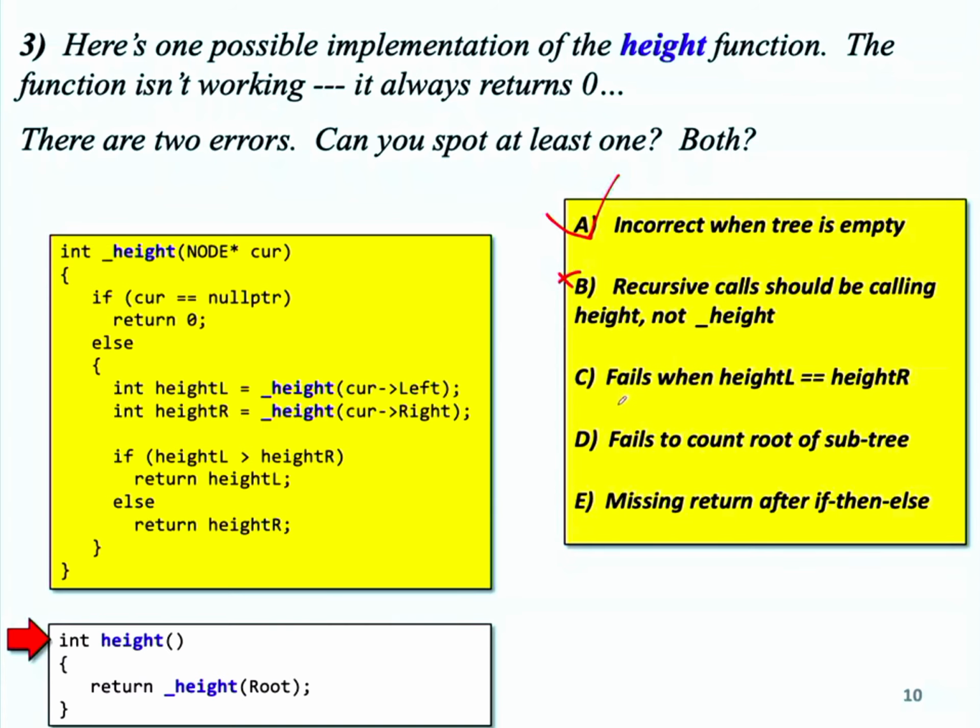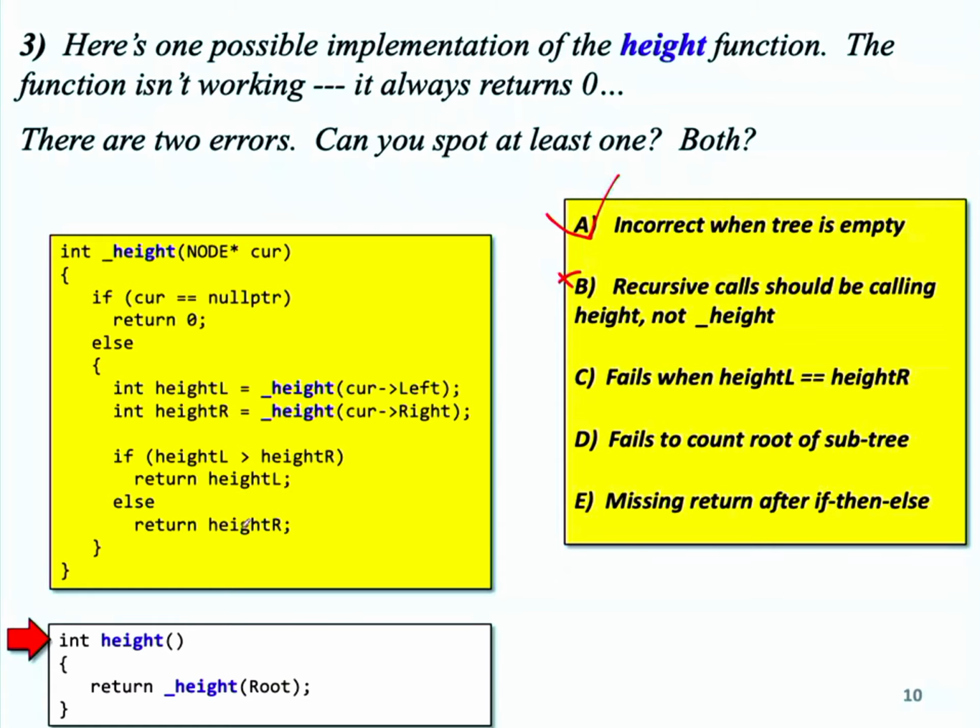All right. What about C? This code fails when height of the left-hand side is equal to the right-hand side. Anyone think this is a reason why this code's not working? All right, yeah. The comparison is irrelevant, because we're concerned with the height. It doesn't really matter if that height is coming from the left branch or the right branch, as long as they're equal.